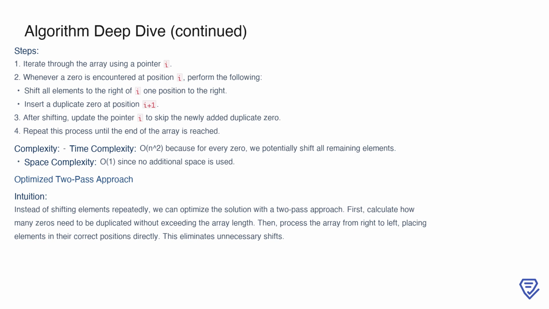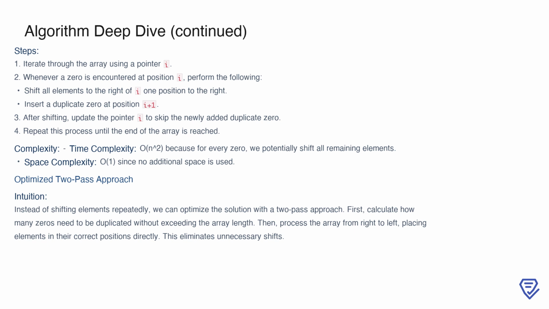For the brute force approach, the steps are as follows. We start by iterating through the array using a pointer, which we'll call I. Whenever we encounter a zero at position I, we shift all the elements to the right of I plus 1 position to the right to make space for the duplicate zero. After that, we insert a duplicate zero at position I plus 1. Since we've added a new zero, we increment the pointer I to skip over the duplicate zero. This process continues until we reach the end of the array.